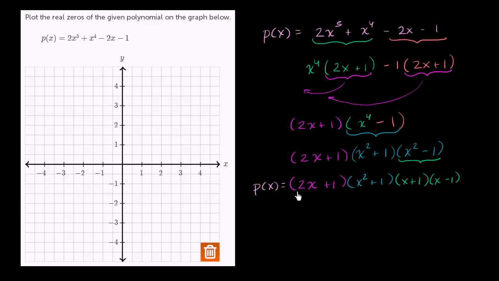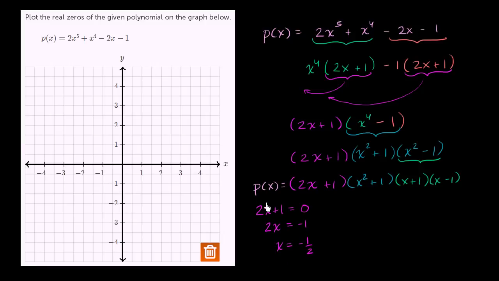So when does 2x plus 1 equal 0? So 2x plus 1 is equal to 0. Well, you could probably do this in your head, but we could do it systematically as well. Subtract 1 from both sides. You get 2x equals negative 1. Divide both sides by 2. You get x is equal to negative 1/2.